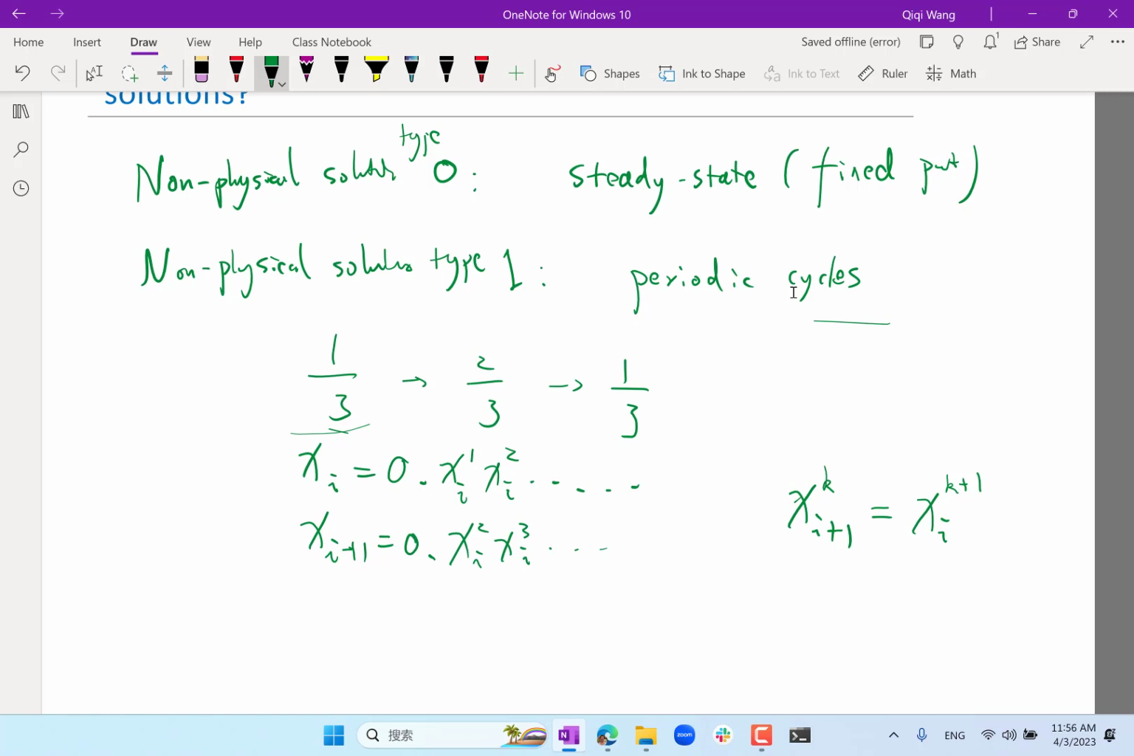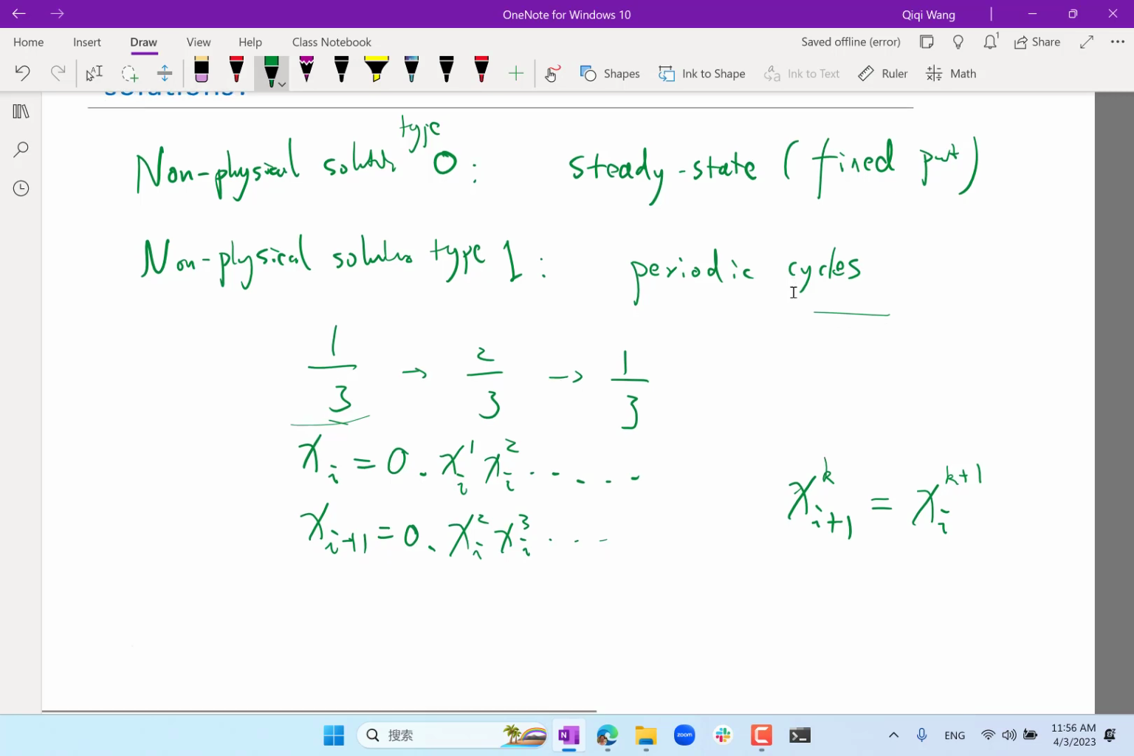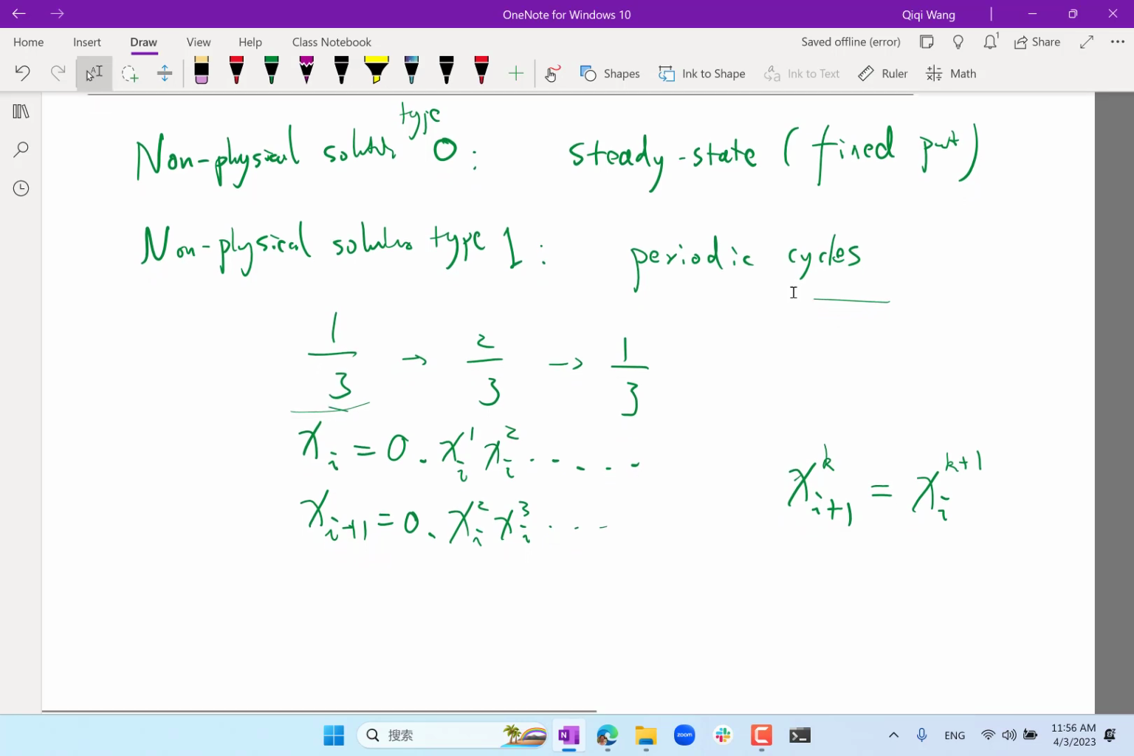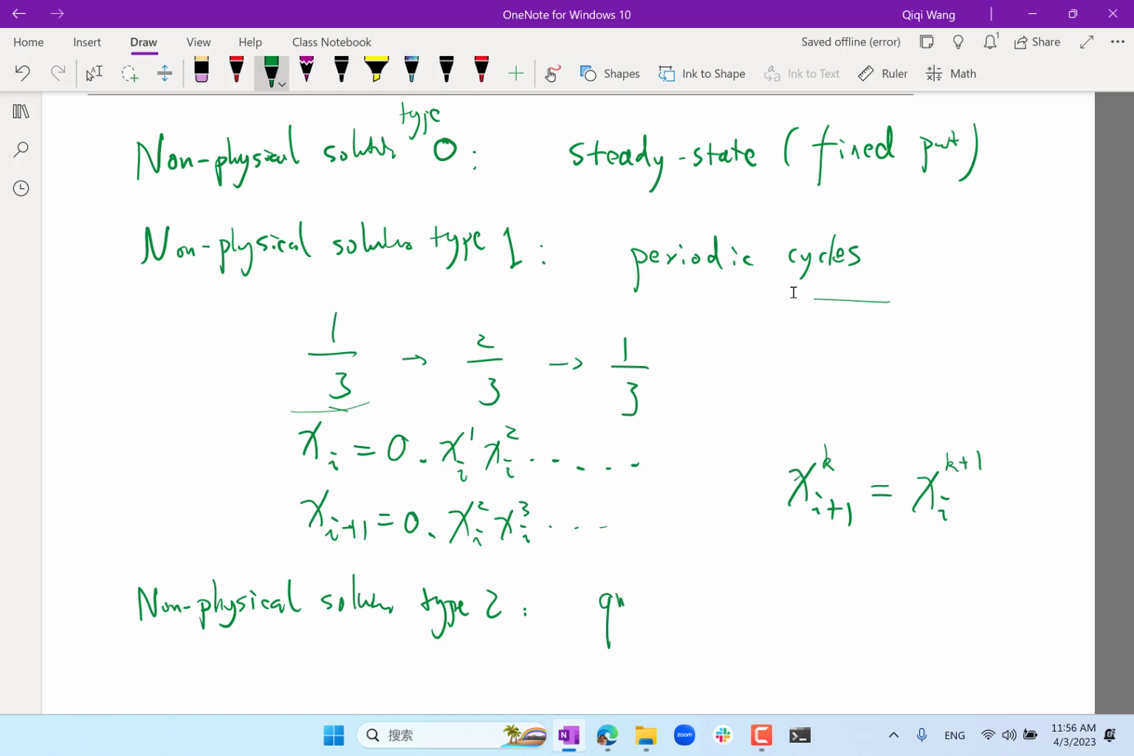So these are well known in literature, but what is not really well known is that there is a third type of non-physical solutions. I call it type 2, and I call it quasi-physical solutions. The reason it's called quasi-physical is because it looks like a physical solution, but is not a physical solution. And the reason it looks like a physical solution is because it is not periodic.